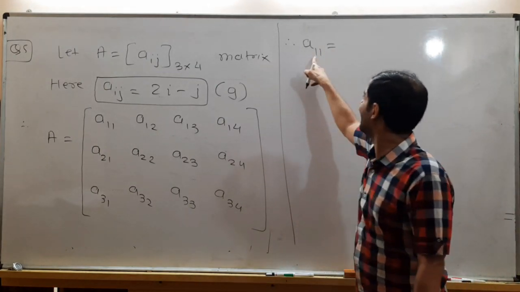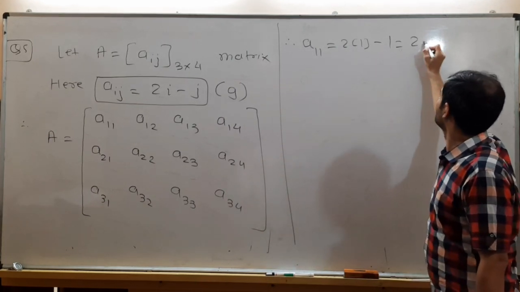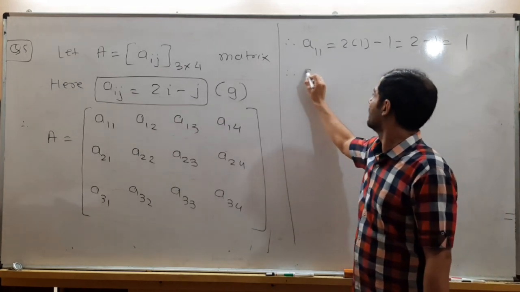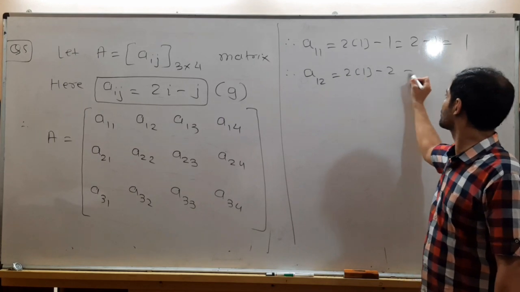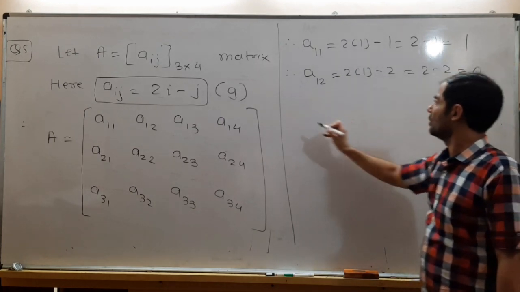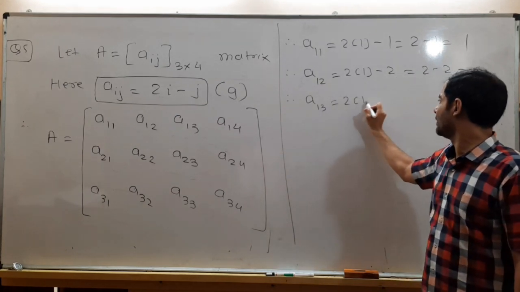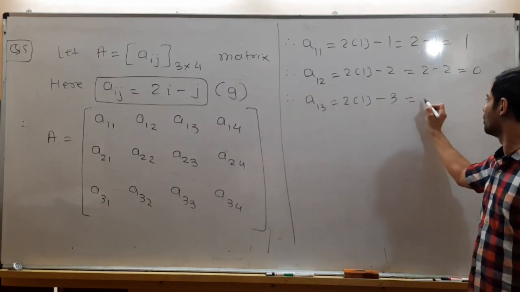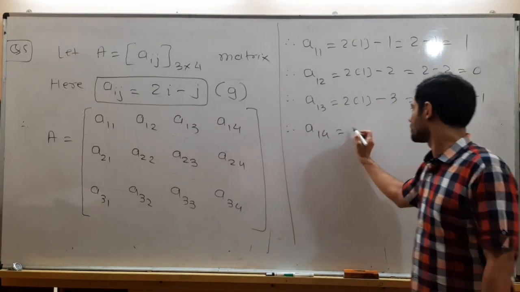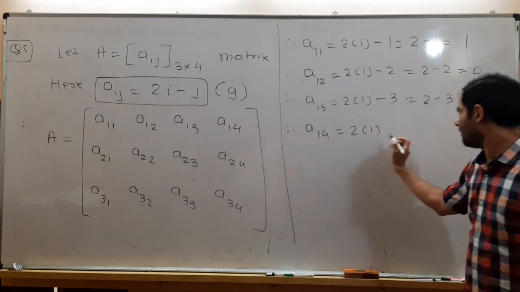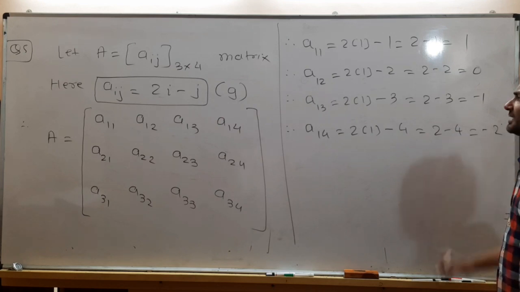So A11, I is 1, J is 1. So 2 into 1 minus 1. So it's 2 minus 1, which is 1. A12, I is 1. So 2 into 1 minus 2. So 2 minus 2, which is 0. A13 is 2 into 1 minus J is 3. So 2 minus 3, which is minus 1. A14, so 2 into 1 minus J is minus 4. So 2 minus 4, which is minus 2.